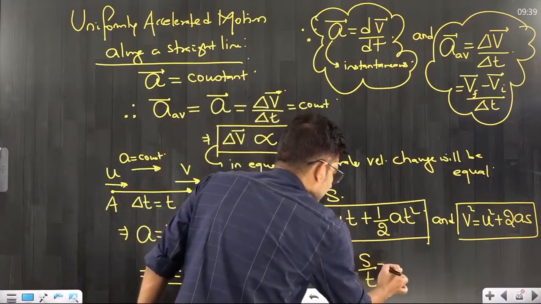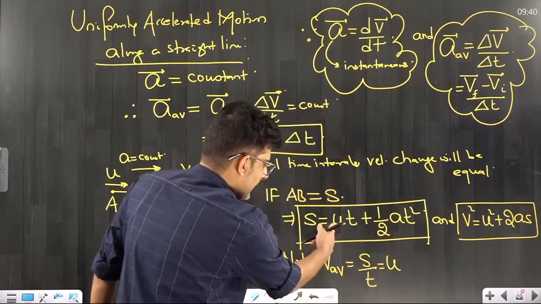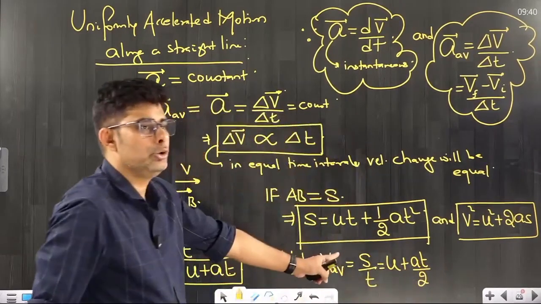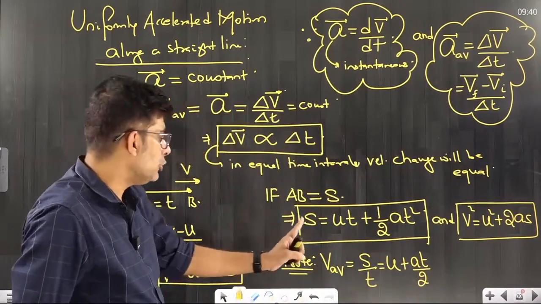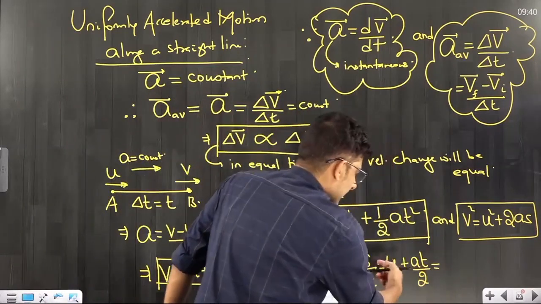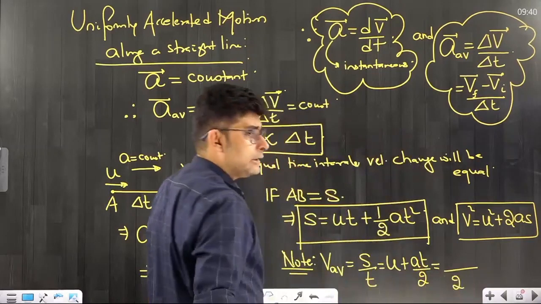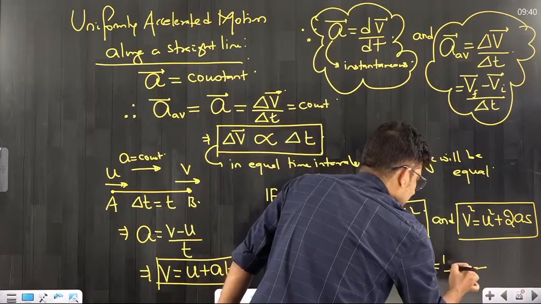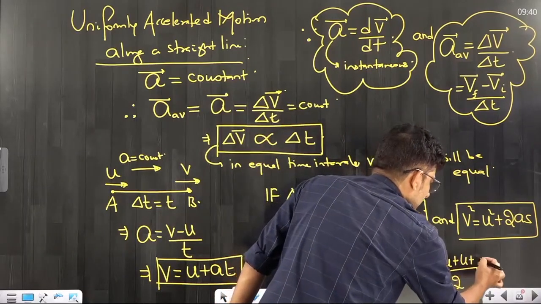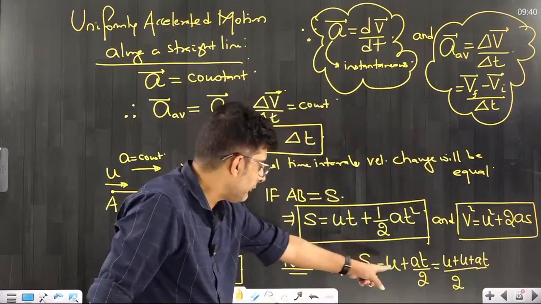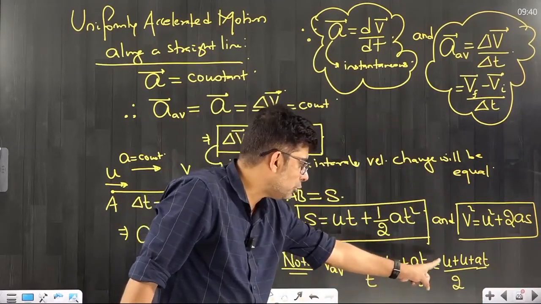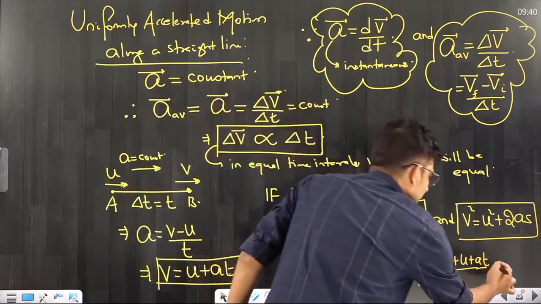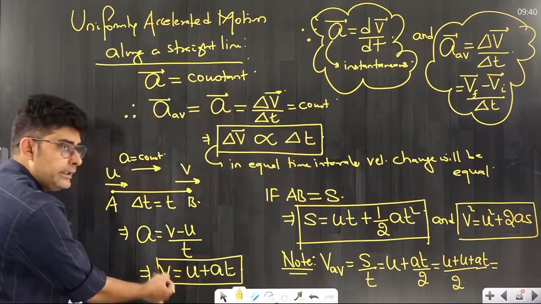If you divide s by t, see what you will get. You will get s by t equals u plus at by 2, u plus at by 2. Now if you are getting that, take 2 as LCM. What are you going to get? 2u plus at. Listen again carefully. If I take the LCM, you get 2u plus at, and 2u can be written as u plus at. Now, what is the value of u plus at? Check from here. It is v.